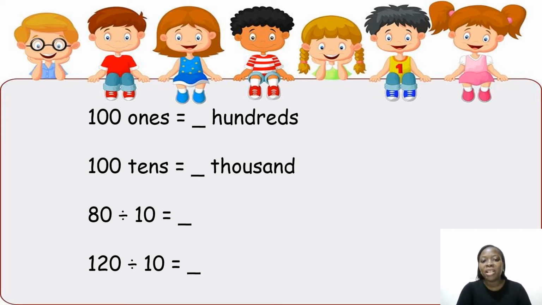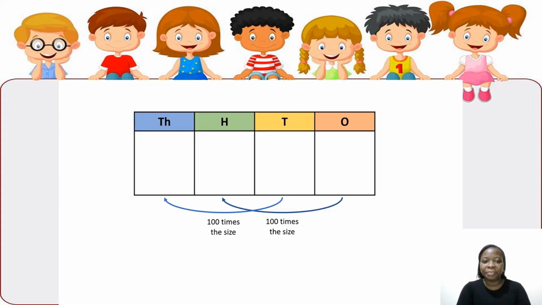So 100 ones equals to how many hundreds? 100. 100 tens equals to how many thousands? 1,000. Now 80 divided by 10 equals to 8. 120 divided by 10 equals to 12. Remember, when we divide by 10, we move how many columns to the left, to the right? One column to the right. All right, let's proceed with today's lesson.